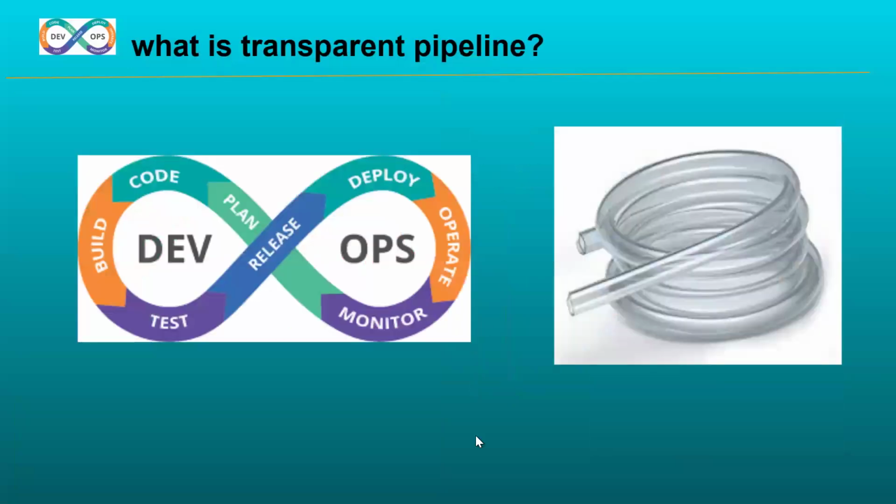So in the transparent pipeline, everything is transparent, everything is automated.